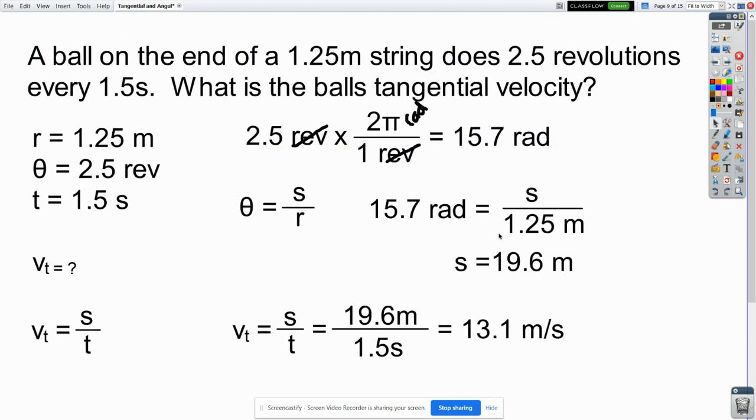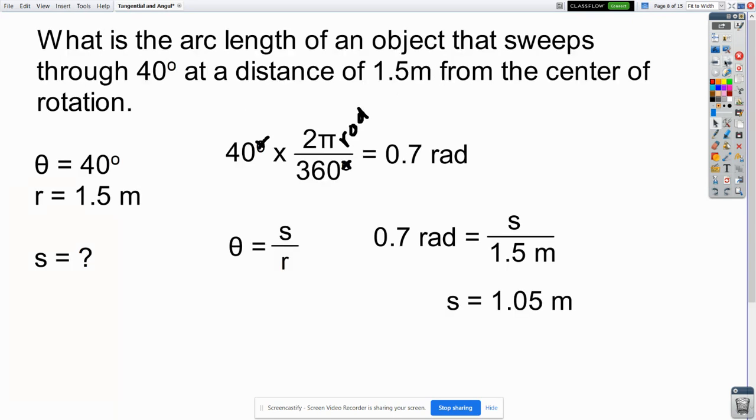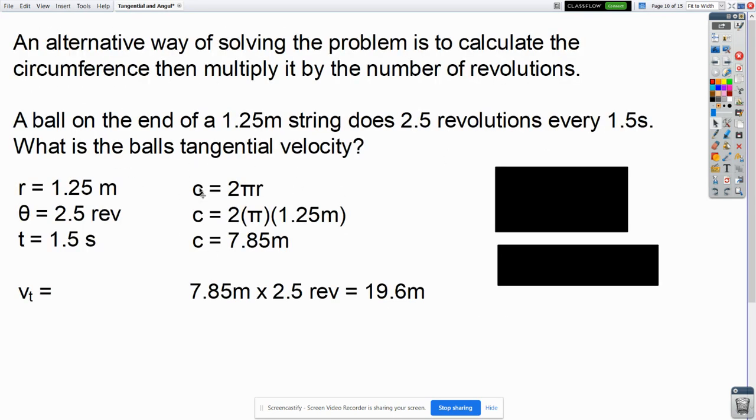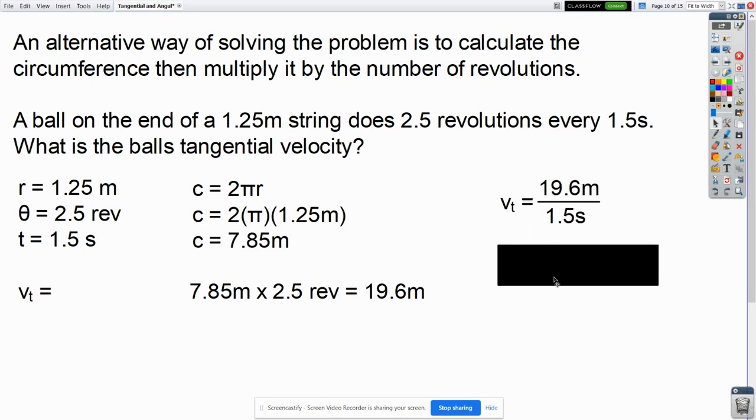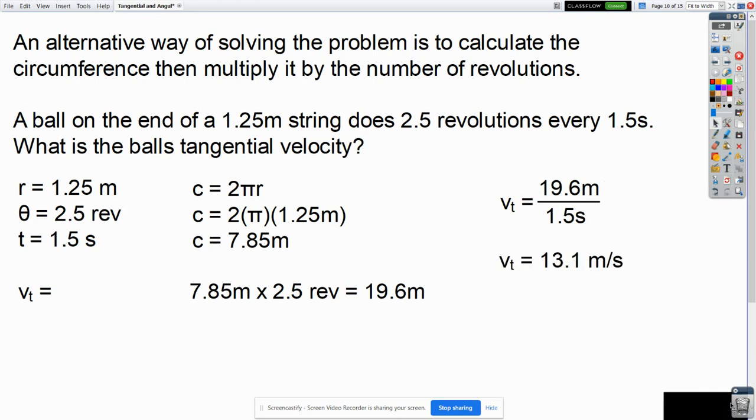Same calculation we got here for arc length, without going through the conversion from revolutions to radians. So if you forget how to go from revolutions to radians, if you want to eliminate using the angular displacement equation, what you can do is find the circumference of the circle and multiply it by the revolutions. And that will only work if you do have revolutions. Once you've got that, then the math is the same. The tangential velocity is the total distance it covers, 19.6 meters, divided by the time that it took to cover that, 1.5 seconds. You end up with the exact same velocity of 13.1 meters per second.